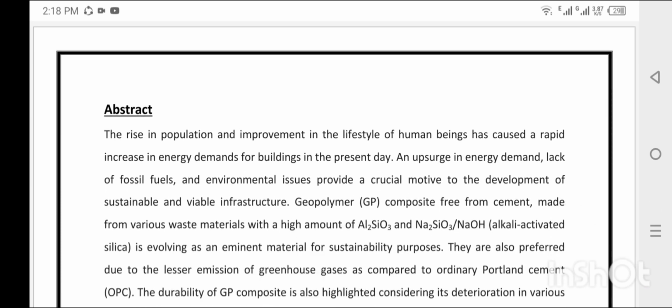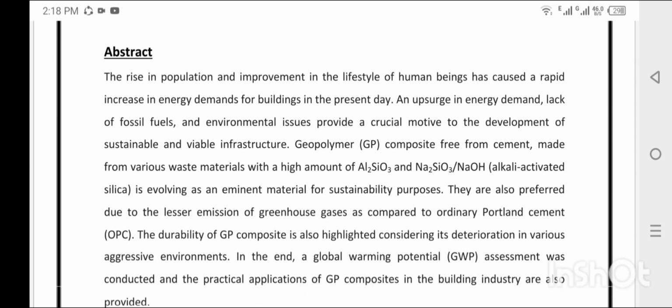The world's population has increased, so that's why the demand for cement for building has also increased. At present, geopolymer cement is made up of various raw materials that have a high amount of sodium sulfate, aluminum sulfate, and sodium hydroxide. They solve many problems. These are involved as an eminent material for the purpose of sustainability.